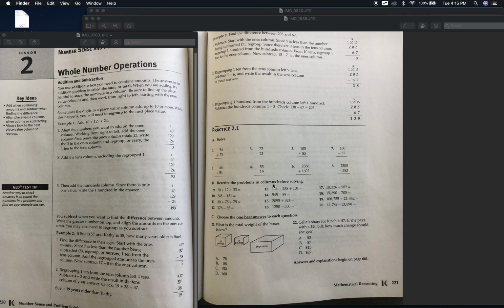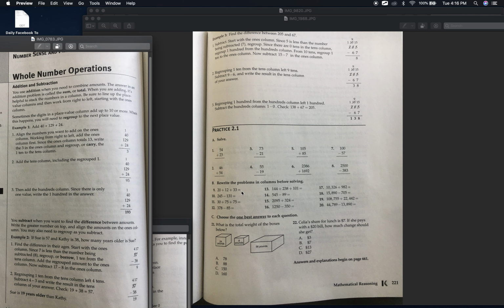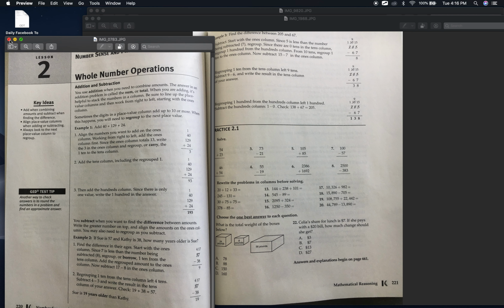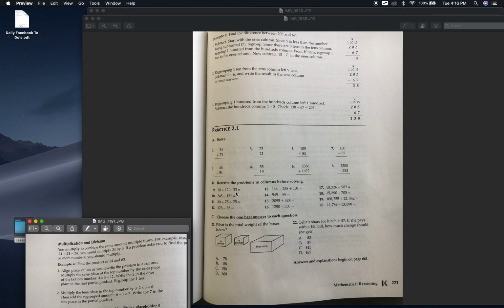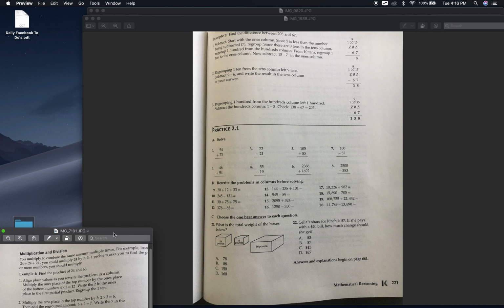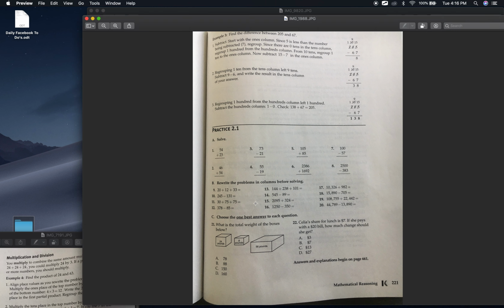Rewrite the problems. Okay, I see. So basically, rewrite these problems in columns. See how they're not in columns? They're actually side by side. Okay, so basically when you're putting them in columns, you're just writing them up and down instead of side by side, just like this, okay? So that's what you would want to do over here. Change them into columns.